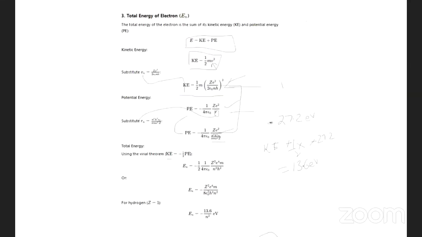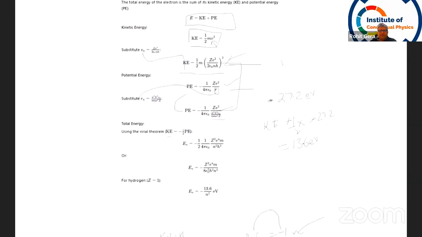Sorry, I think I'm saying the reverse. It should be double, right? So the formula is this: KE is half of PE with a negative sign, and total energy is plus half PE, because the expression gets cancelled.